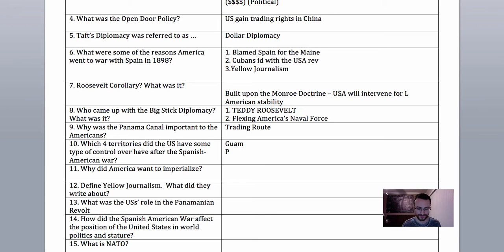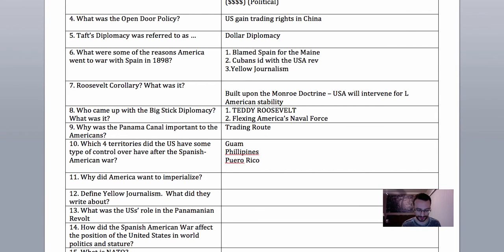Which 4 territories did America get at the end of the Spanish-American War? Guam, Philippines, Puerto Rico, and then Cuba, kind of. But Cuba was a protectorate. There's Puerto, and there's the Philippines. Perfect. What would I do without spell check?